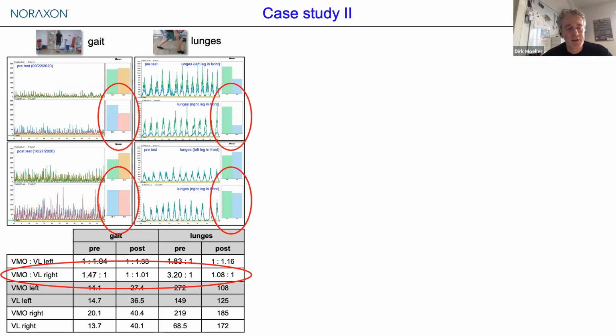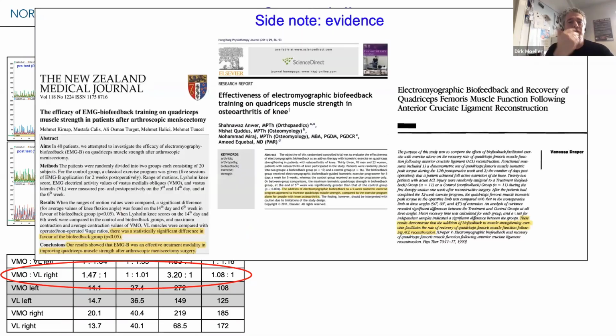If you look at the lunges, pre-test, before the treatment, it was 3.2 to 1, and post-treatment we have 1.08 to 1. So additionally, this ratio is also close to 1 to 1. This is very interesting, and I like this graph because it works. Also, a side note on evidence on this slide.